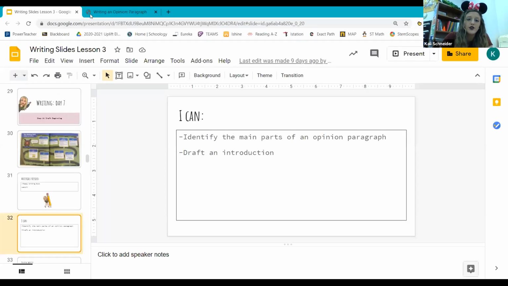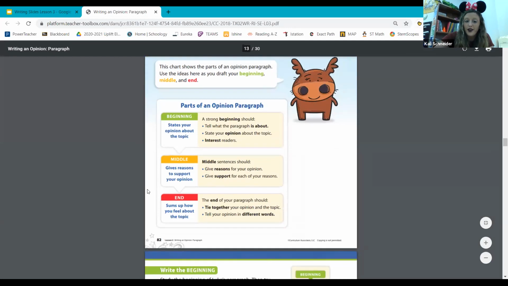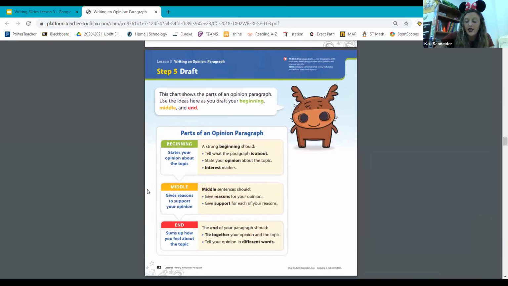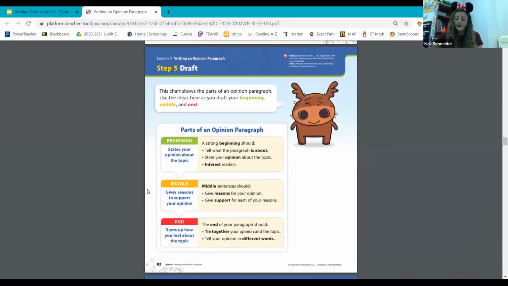I'm going to make sure you are on page number 82. This is what it should look like. If you're not there yet, again, pause it and get where you need to be so you are ready to follow along. Today we're going to begin by reviewing the 3 main parts of an opinion paragraph.